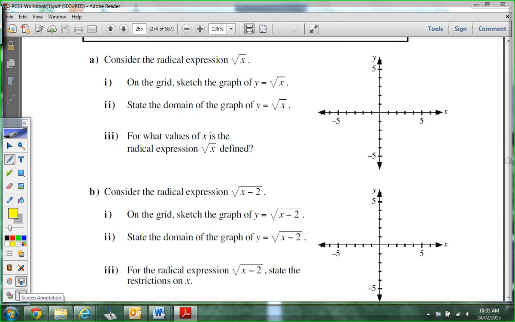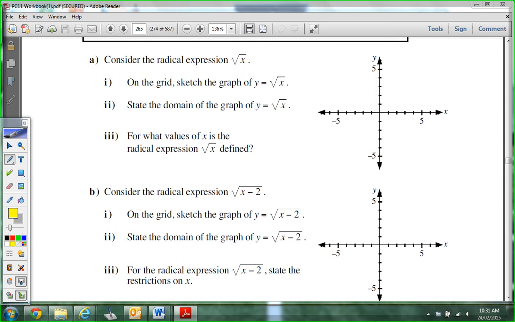We're just going to kind of check them out. It says, consider the radical expression square root x. On the grid, sketch the graph of what y equals square root x looks like. Okay, so first off, let's just sketch it first.